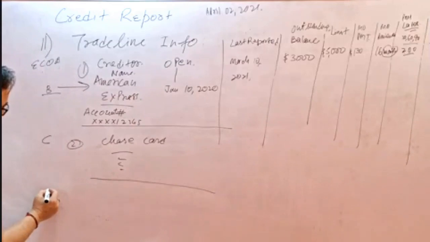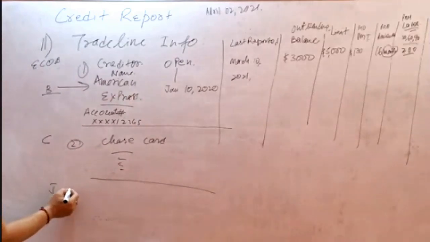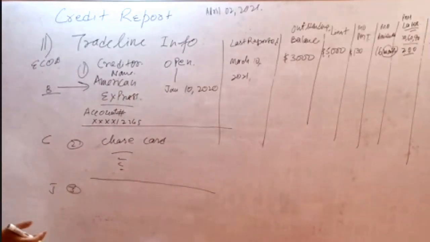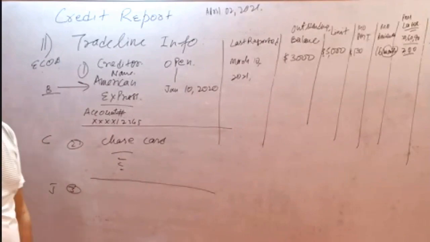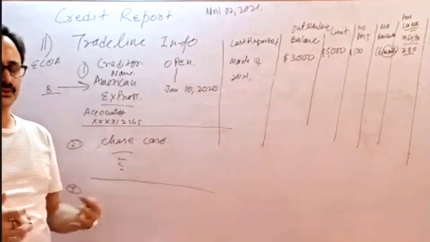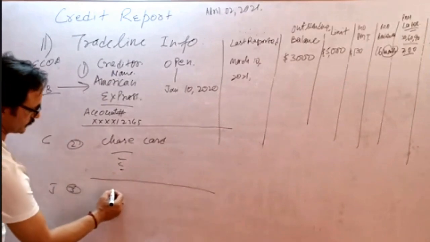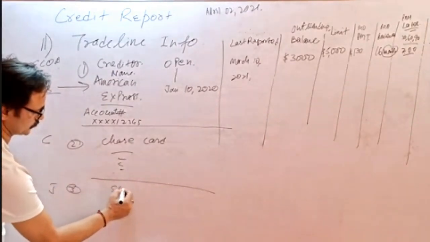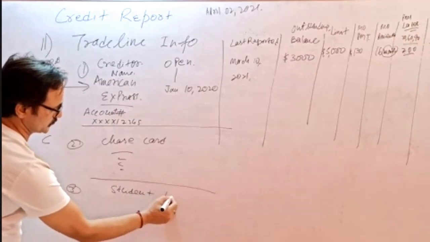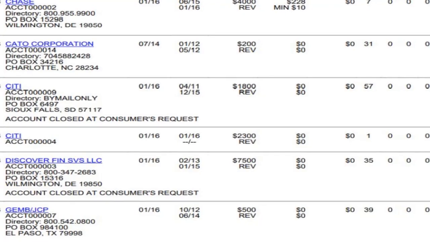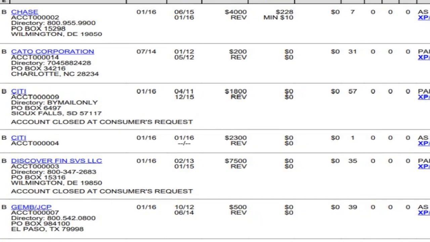Then number three could be joint. There is a card or a loan that they took jointly, as joint creditors. So it will be written joint, and that could be a student loan, or it could be an auto loan, meaning a car loan.